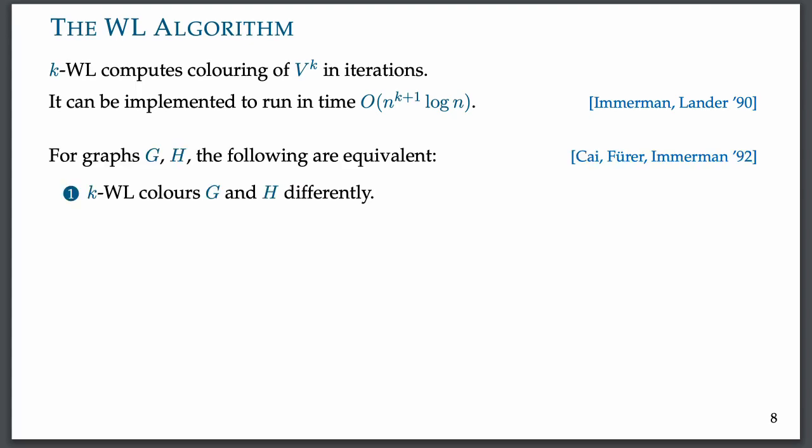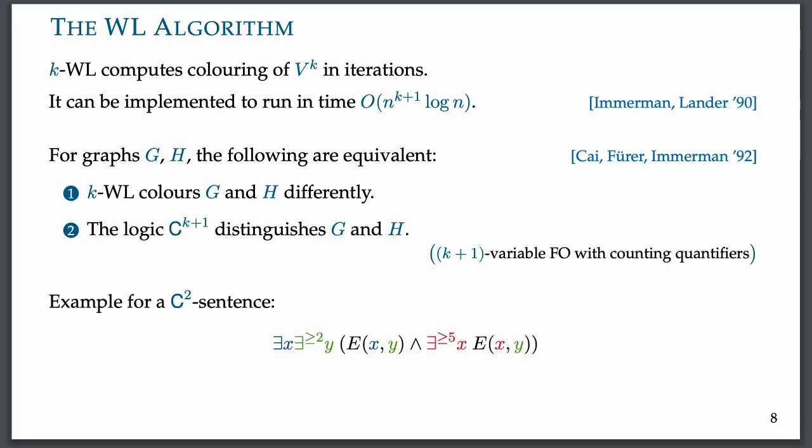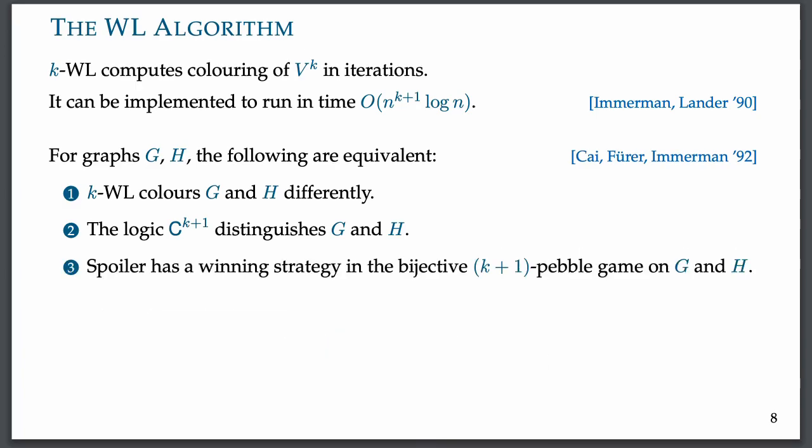slide. So k-WL colors two graphs G and H differently if and only if the counting logic fragment C^(k+1) distinguishes the graphs. And this counting logic fragment allows to use only k+1 variables but counting quantifiers, as you can see in this C^2 example with variables x and y and counting quantifiers. And this again is equivalent to Spoiler winning a certain Ehrenfeucht-Fraïssé type of game on the two graphs.